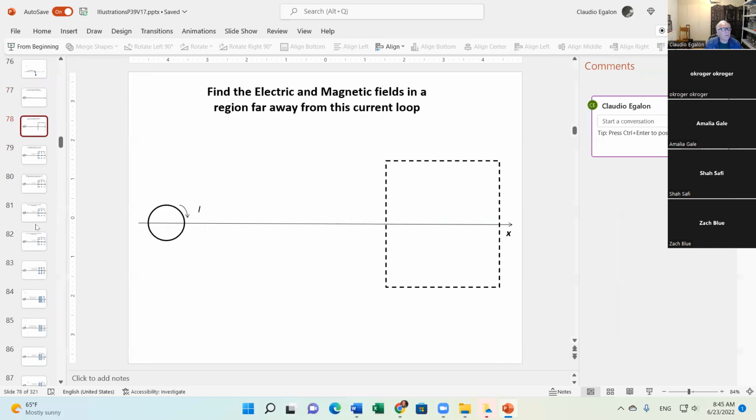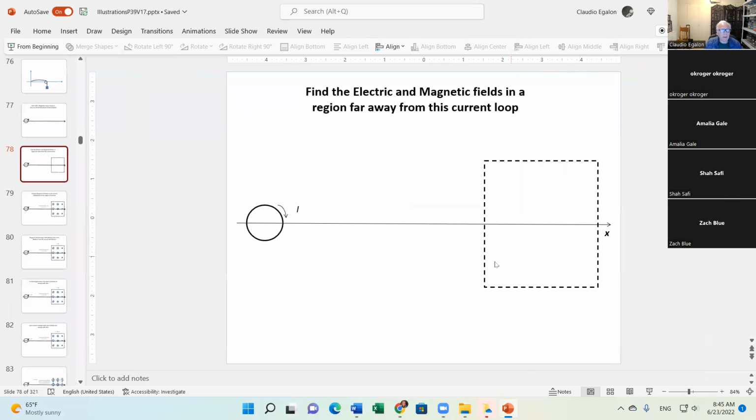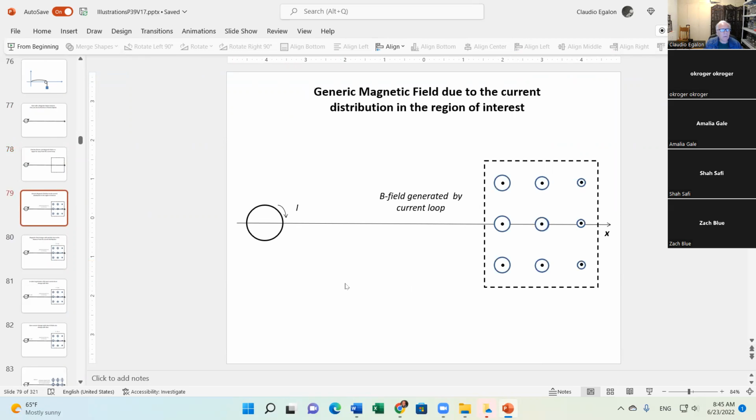We are going to calculate the behavior of the magnetic field here in this spot, and maybe the electric field as well. At least we are going to have a magnetic field in this region because of this current distribution, and it changes with position. The further away you are from the source, the weaker the magnetic field is going to be. And that's what this illustration is telling us. B is a function of position x. This is a one-dimensional case.